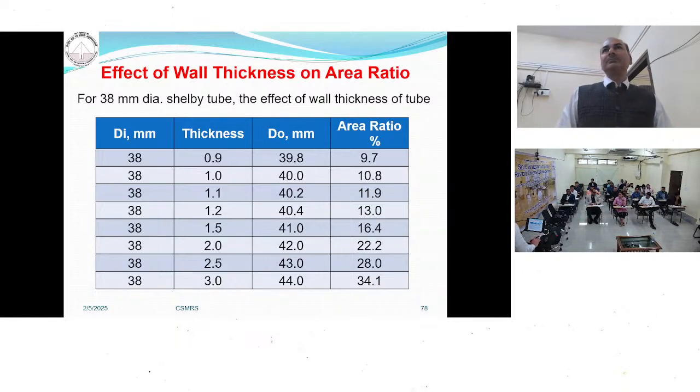Sir, what does the Shelby tube thickness mean for an undisturbed sample? You can see it in the table here. You are taking the 38 mm layer, and for a thick sampler the area ratio should be less than 10. What thickness is coming? 1 mm. So for a 38 mm sampler, the wall thickness of the tube should not be more than 1 mm.